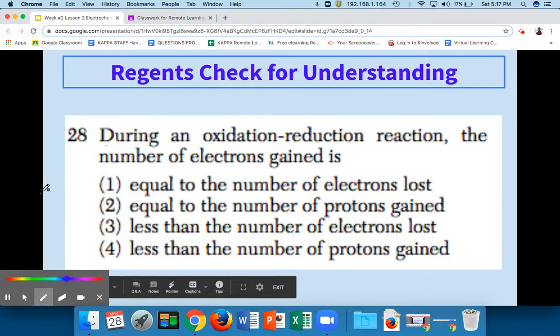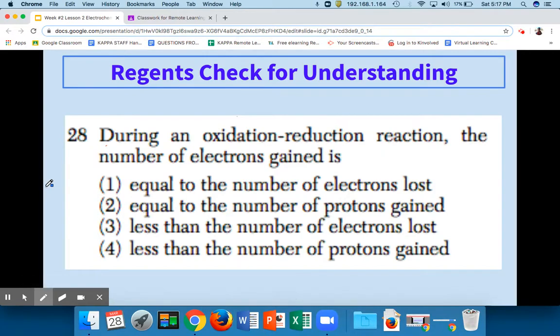All right, we'll do a few check for understanding questions and an open response question. During an oxidation reduction reaction, the number of electrons gained is blank. 1, equal to the number of electrons lost, 2, equal to the number of protons gained, 3, less than the number of electrons lost, or 4, less than the number of protons gained.